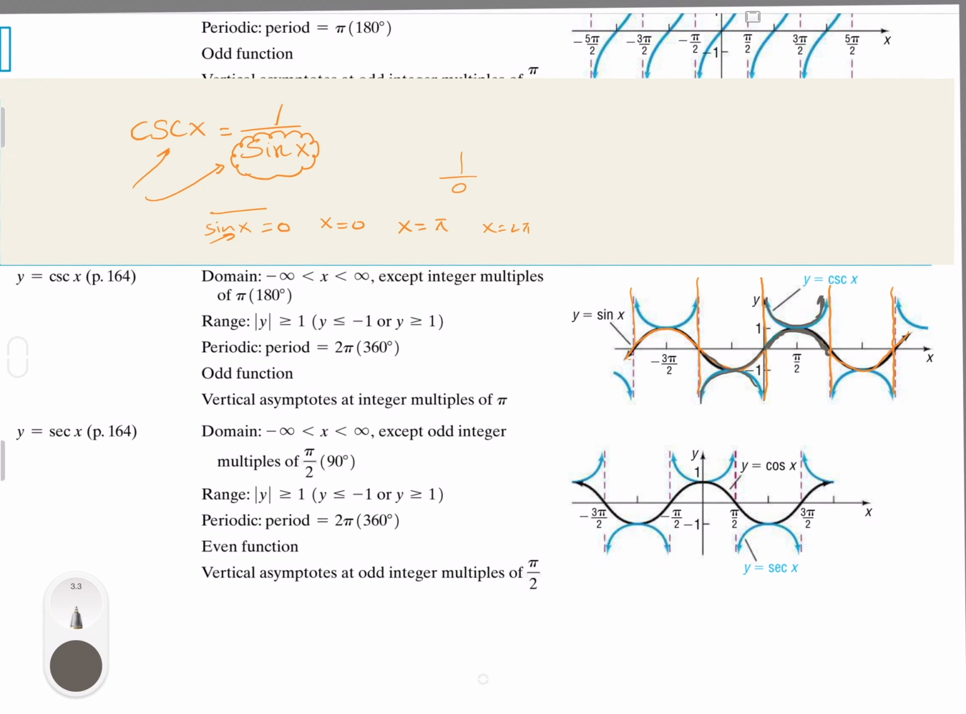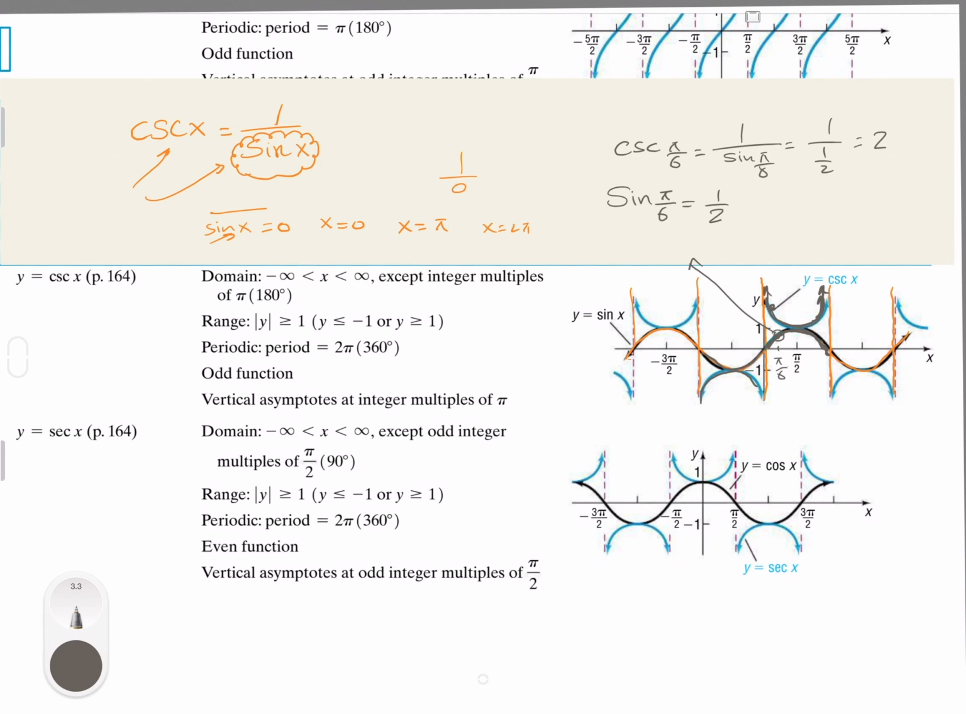That means, for example, let's say here is pi over 6. Sine of pi over 6 is 1/2. Then cosecant of pi over 6, which is 1 over sine of pi over 6, will be 1 over 1/2. The answer will be 2. So at this point, it is going to be around 2. So any point here, when you take the reciprocal, you will get a graph like that.